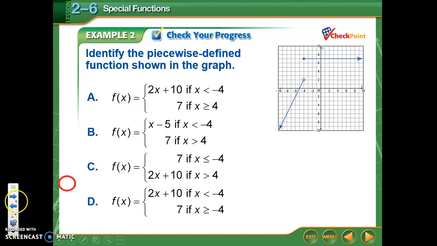All right, hopefully you said D. This is 2x plus 10, that's this line here. That one's a little harder to see the equation of because you can't see where it crosses the x-axis. But basically what you would do is pick 2 points on the line and find the slope between them. Then you would be able to use point-slope form to write the equation of that line. And that's only true for x less than negative 4. And then here I have a horizontal line at y equals 7 if x is greater than or equal to negative 4.